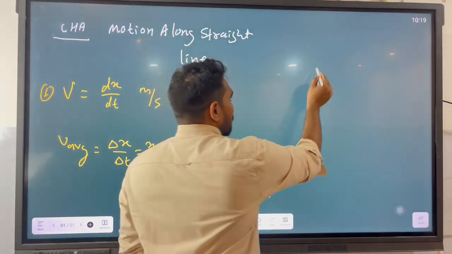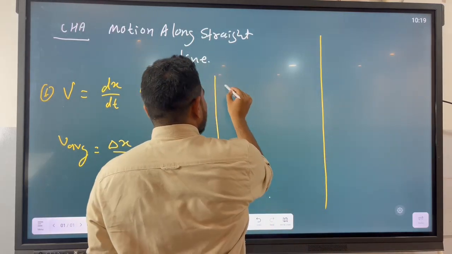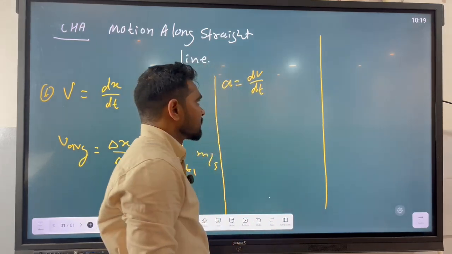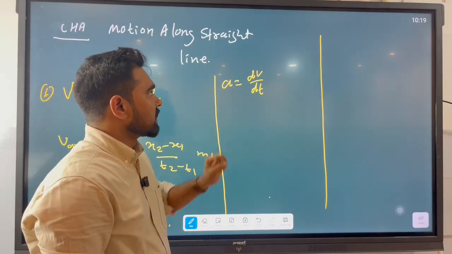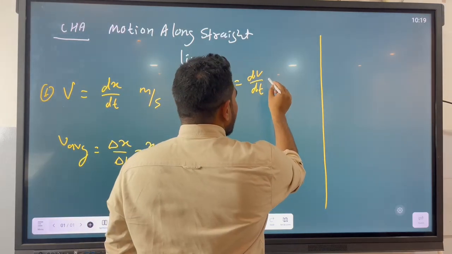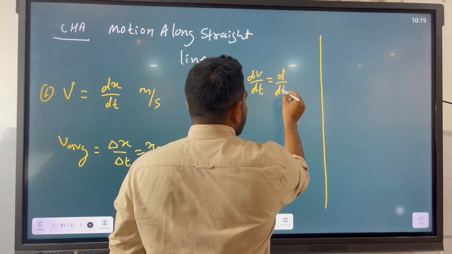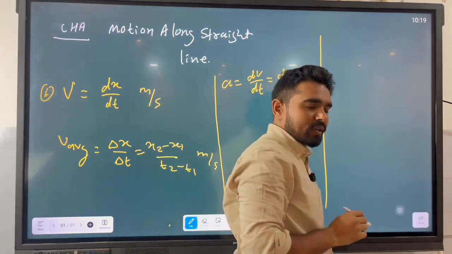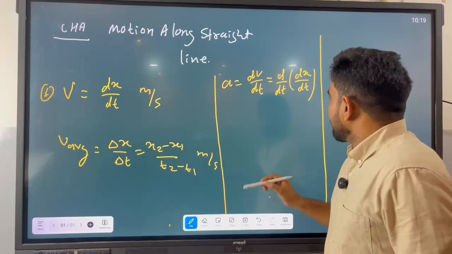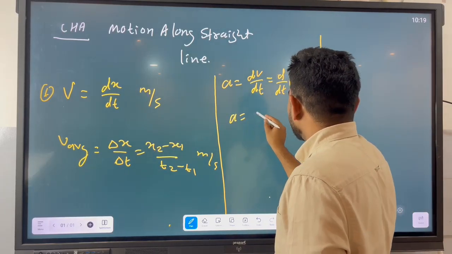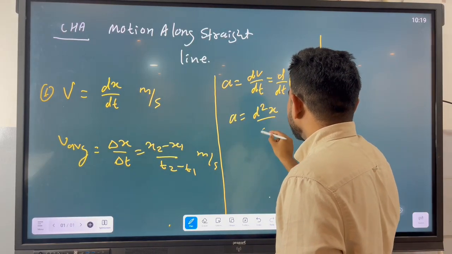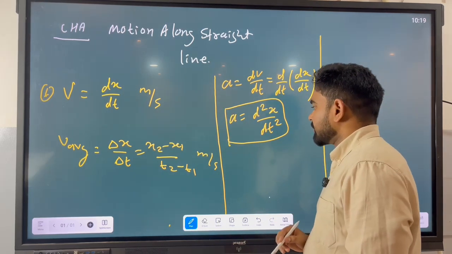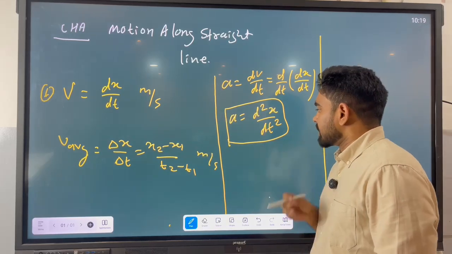And for acceleration, a equals dv divided by dt, this is the instantaneous acceleration. Put the value of velocity, meaning d by dt of dx divided by dt, right? Here acceleration equals d square x divided by dt square. This is a most important formula for the exam and also for the concept.